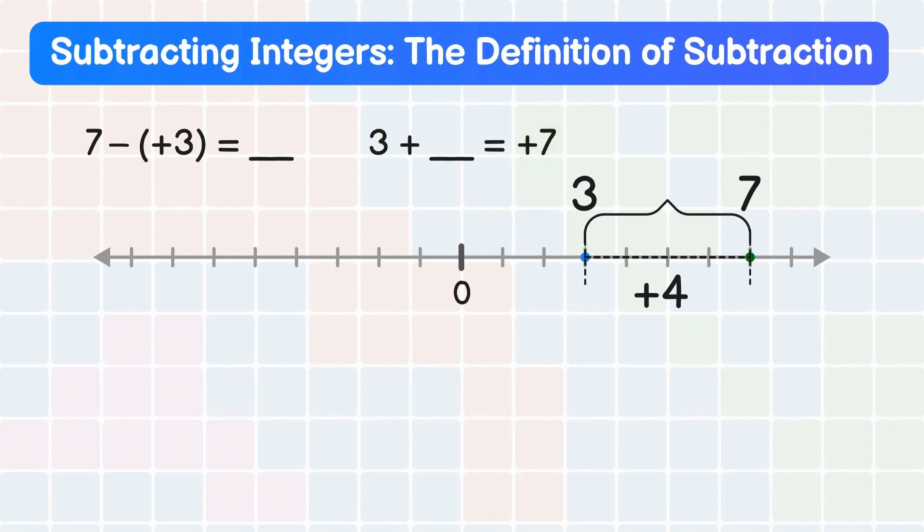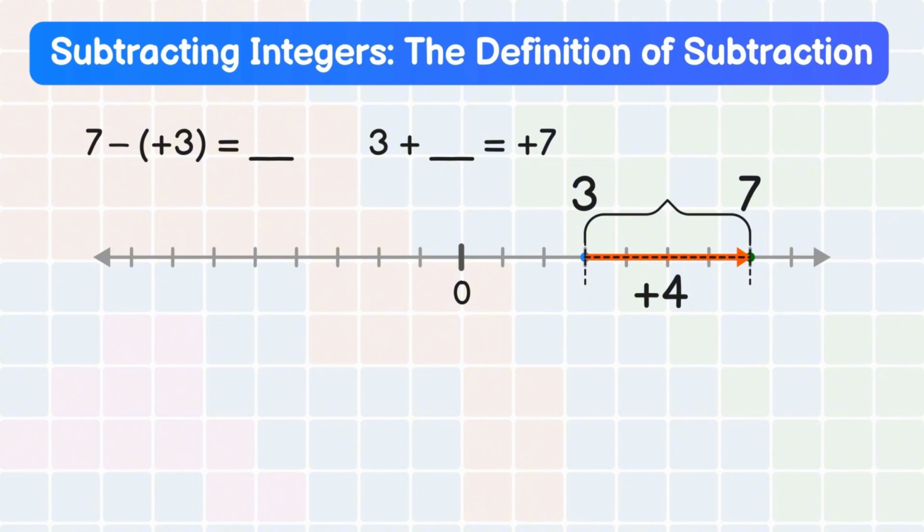To find the distance between these points, we ask the question, what number do we add to positive 3 to get to positive 7? We count 4 times to the right. That tells us two things. The first is that the answer is a positive number because we counted to the right. The second is that we counted 4 times to reach positive 7, so the answer is positive 4.